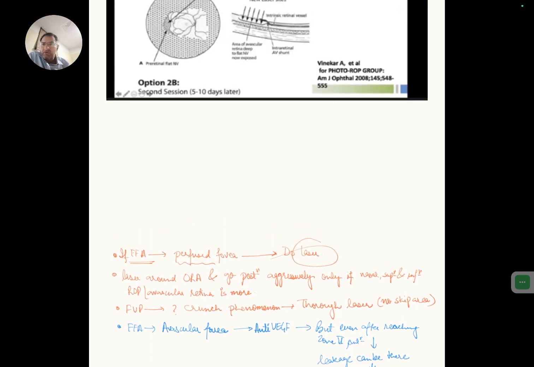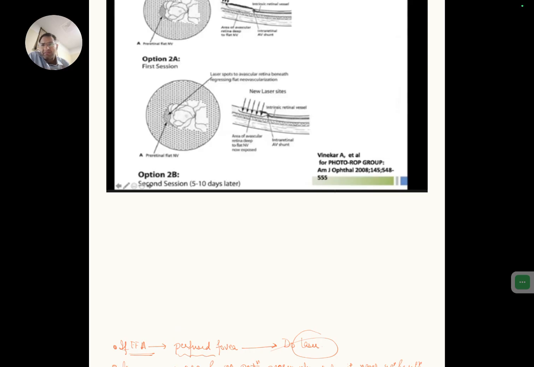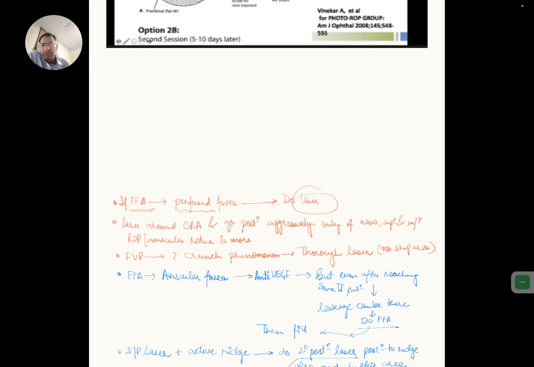What we follow in our practice is the second option, in which we do it step by step. We first laser all the avascular retina, let neovascularization regress a bit. Once more retina is available, we add on the laser spots. So, how to decide whether to do anti-VEGF or laser?